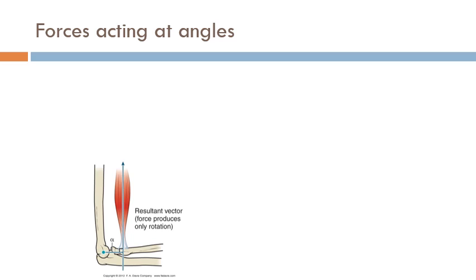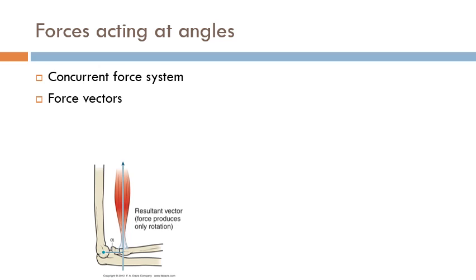Okay, so forces acting at angles. That's what we're dealing with a lot of times, particularly as it relates to the body. We're calling this a concurrent force system. If a vector is producing force perpendicular to the body segment, it's going to be purely rotational. Again, we're talking joint motions, and we're always talking about rotational forces.